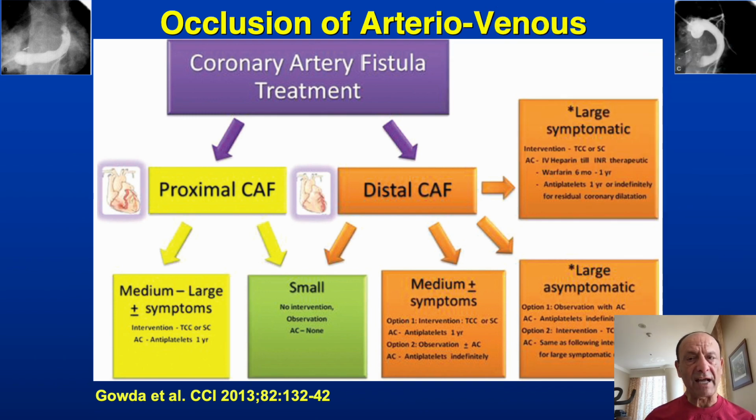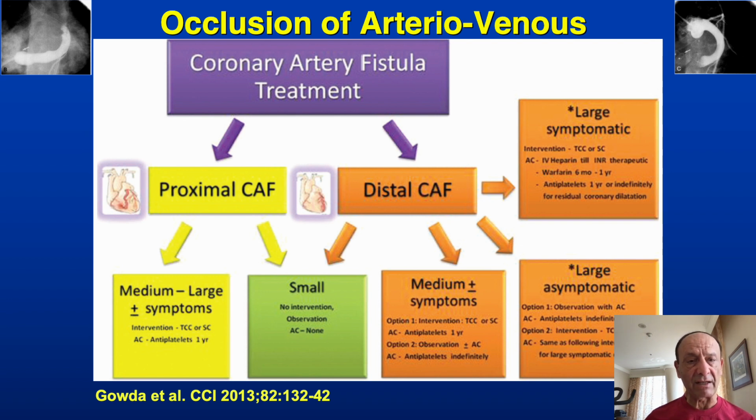This diagram gives you a flow chart of what to do with coronary artery fistula. On the left-hand side, if they are proximal fistulae and medium to large, plus or minus symptoms, the patient should undergo closure, either transcatheter or surgical, plus anticoagulation. If they are small with no symptoms, obviously you may just observe these patients. In these cases, they do not need anticoagulation or antiplatelets.